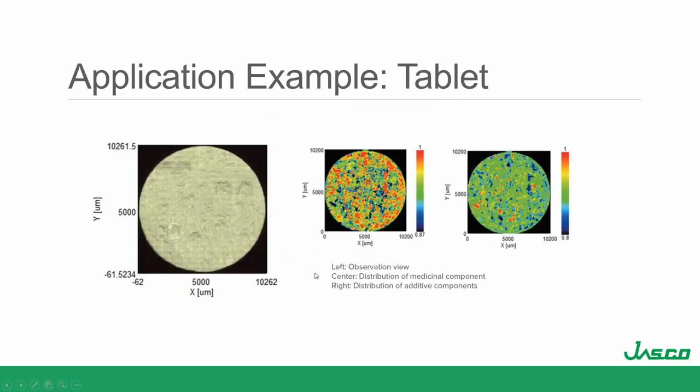Another example is a tablet, and these images are actually acquired using MCA, and I'll talk about that later. If you look at the left, this is the distribution of the API, and this is the distribution of the pellet additives. As you can see, it's pretty well distributed through the sample.